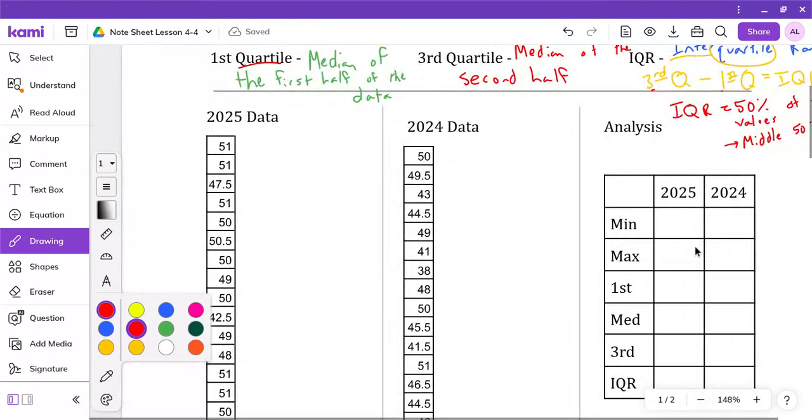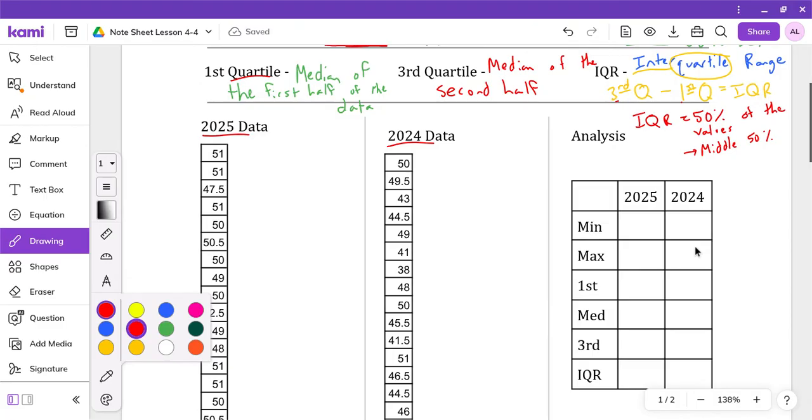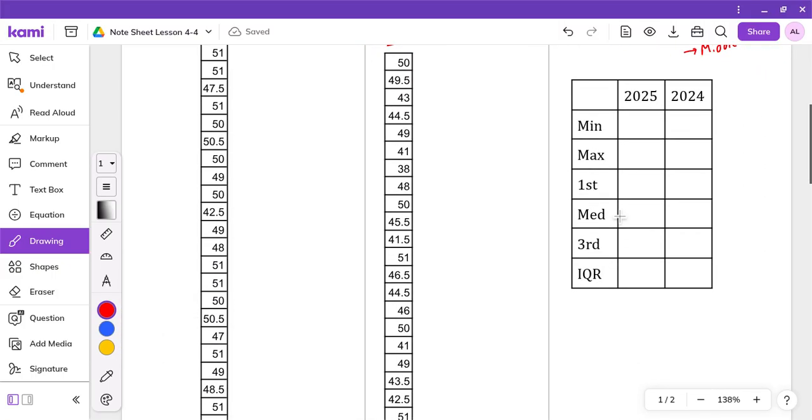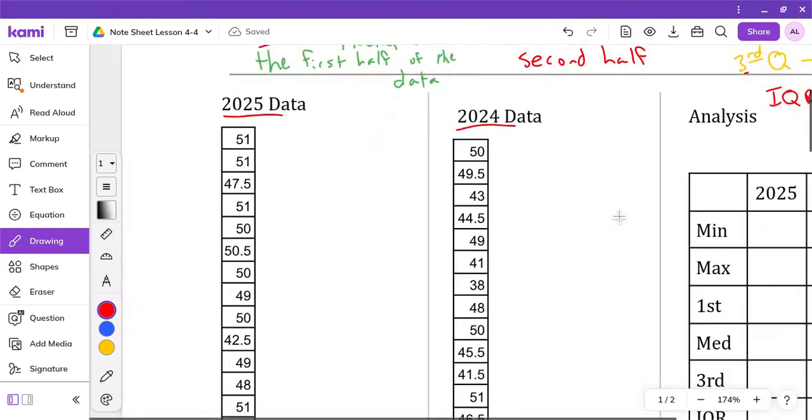What I have here is this year's data from the Chapter 6 quiz, and I have last year's data from the same period of the day. So think about how I'm trying to eliminate bias here. My question is, how did I do this year compared to last year, right? How did I do with my teaching this year compared to last year? How spread out were the data, right?